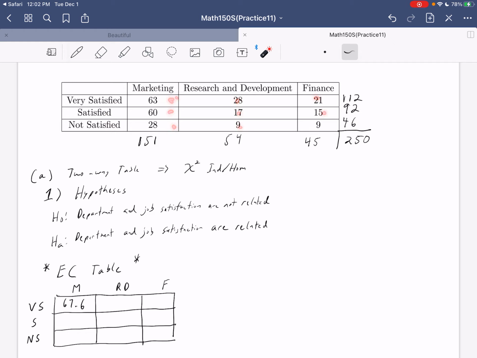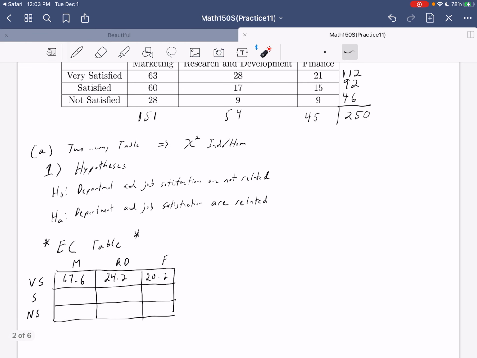All right, what about this value here? Well, we'll still use 112, but we'll multiply by 54 and then divide by 250. So 112 times 54 divided by 250. Looks like we should get 24.2. And then finally, for this one here, we'll take 112 times 45 divided by 250, and we should get about 20.2. And of course, if you want to, you can check that these 67.6, 24.2, and 20.2 sum up to 112. Remember, we're not changing what the totals are. We're changing how these values might have been distributed if there really was no relationship whatsoever. All right, let's do the next row.